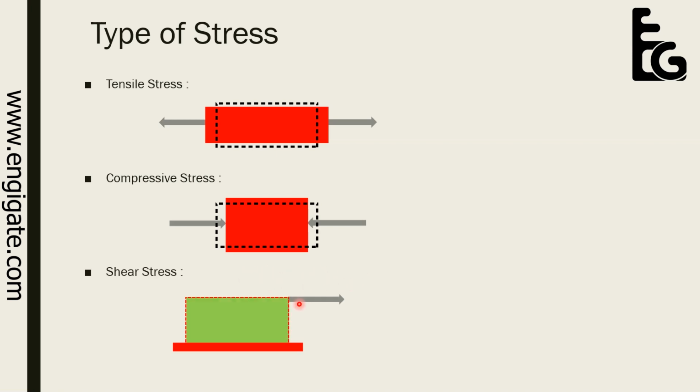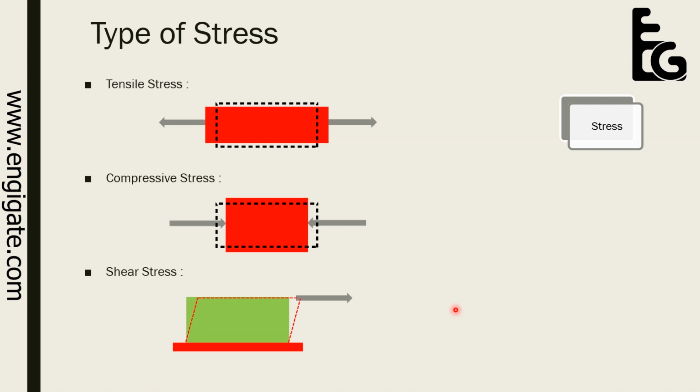Shear stress. When we are applying load parallel to the surface, it will try to deform object like this. When two surfaces rub with each other or force is parallel to the cross section area, then we will call it shear stress.